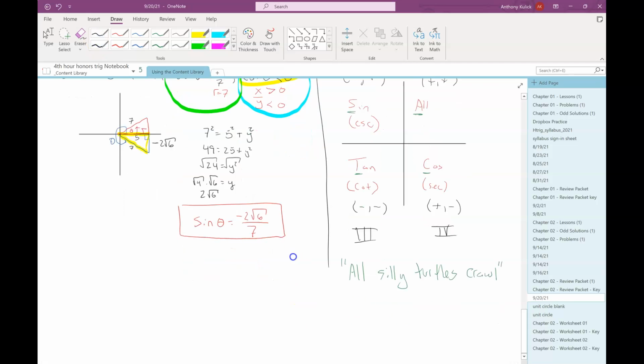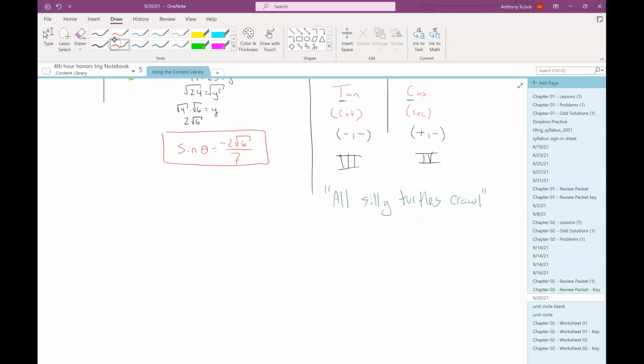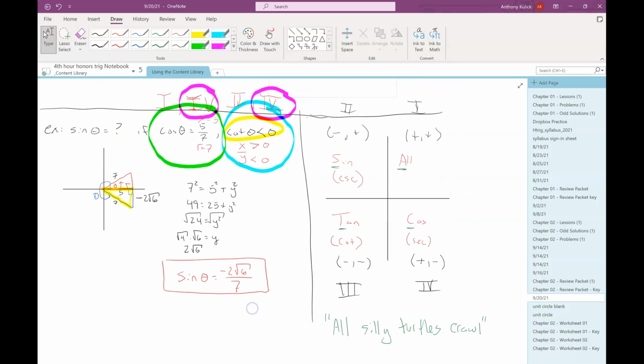Okay. Well, yes, sir. Why would the 2 turn negative in the answer for the sine? So we had figured out right here that the y coordinate is negative. That's why I put the negative sign right there. And then I figured out what the length was using the Pythagorean Theorem. Okay. Is that okay? Yep, thank you.